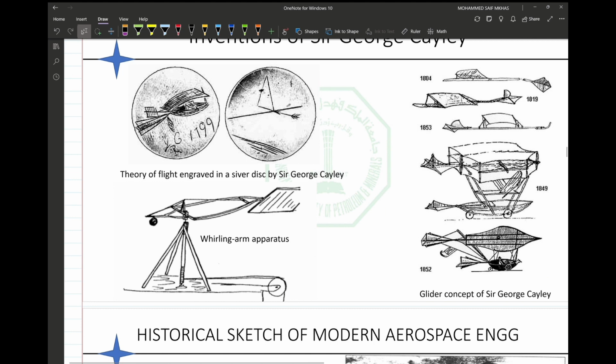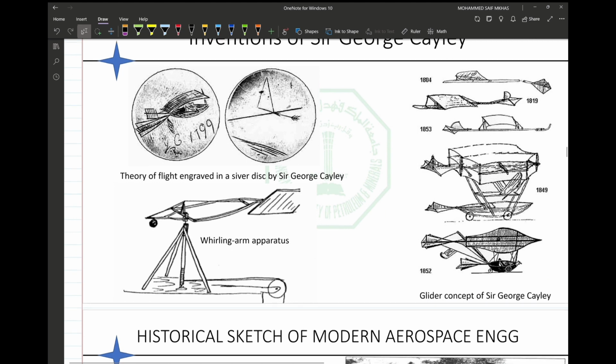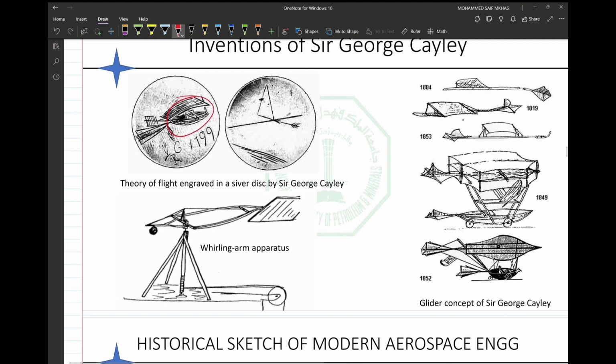And as we can see here, the sketches of George Cayley. Here is the fuselage, and here's the tail. Basically, this is the structure we work with today. We add some wings and stuff, but this is the basic structure: a fuselage and a tail. And as you can see here, the evolution of his sketches.